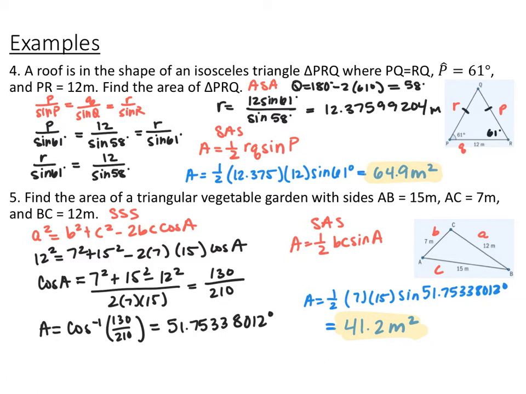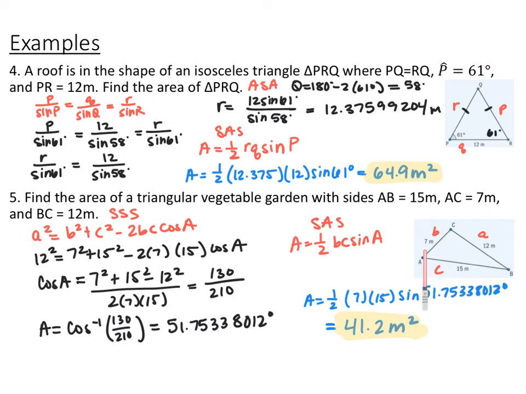You end up with a squared equals b squared plus c squared minus 2bc cosine A. So I plugged in 12 for a, 7 for b, and 15 for c. So you get cosine of A is equal to 7 squared plus 15 squared minus 12 squared over 2 times 7 times 15, or 130 over 210. So switch into inverse trig to solve for the angle. Angle A is equal to cosine inverse of 130 over 210, or 51.7533812 degrees.